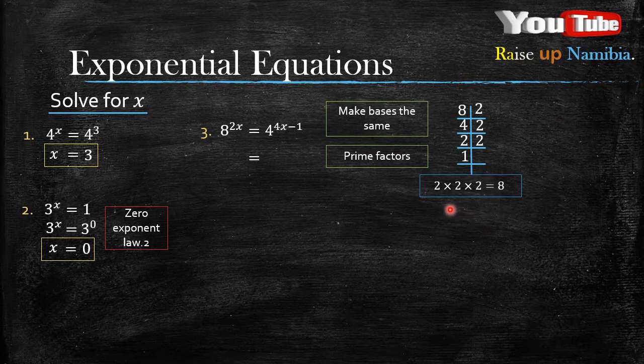Now, if you have 2 multiplied by itself 3 times equal to 8, how about if you wrote it in exponential form? How will it look like? It will look like this.